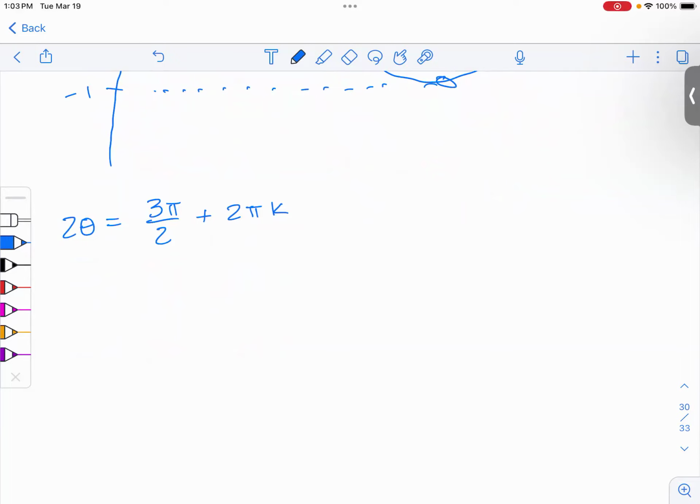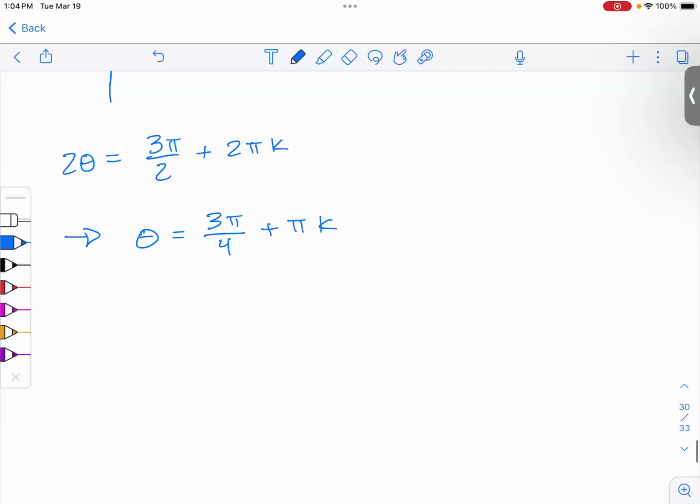And that 2 pi k that we add on is the shortcut to basically regraphing the whole function. Divide this whole thing by 2: theta equals 3 pi over 4 plus pi k. Then, in order to find our solutions, you start picking k's, integers. 0 is the easiest one, which gives me 3 pi over 4. Then just keep going until you hit 2 pi, or whatever the range is.